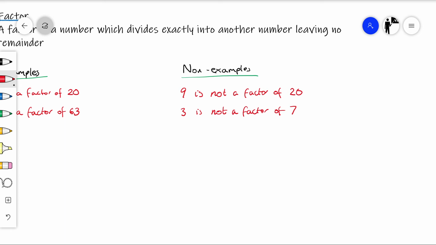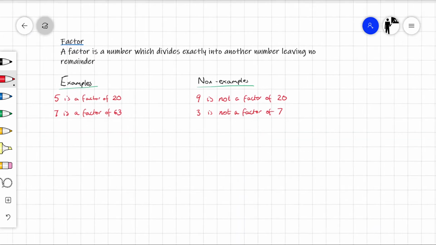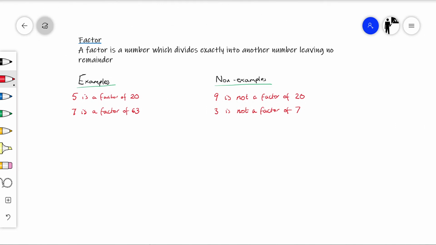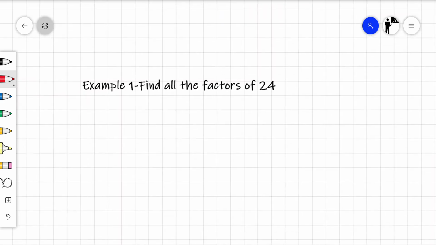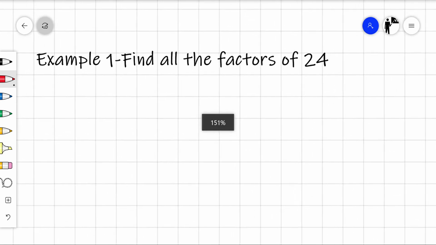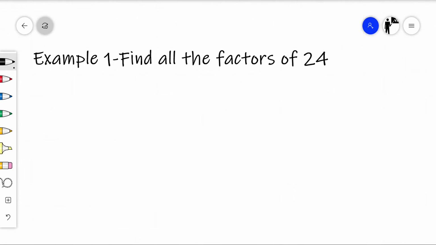Okay, so we're going to have a look at 3 examples on how to find the factors of a number. This should hopefully help out with any of your homework tasks. Example 1, find all the factors of 24. Okay, so you can think about this in a few ways. You might be able to do it mentally. You might need to write it down.